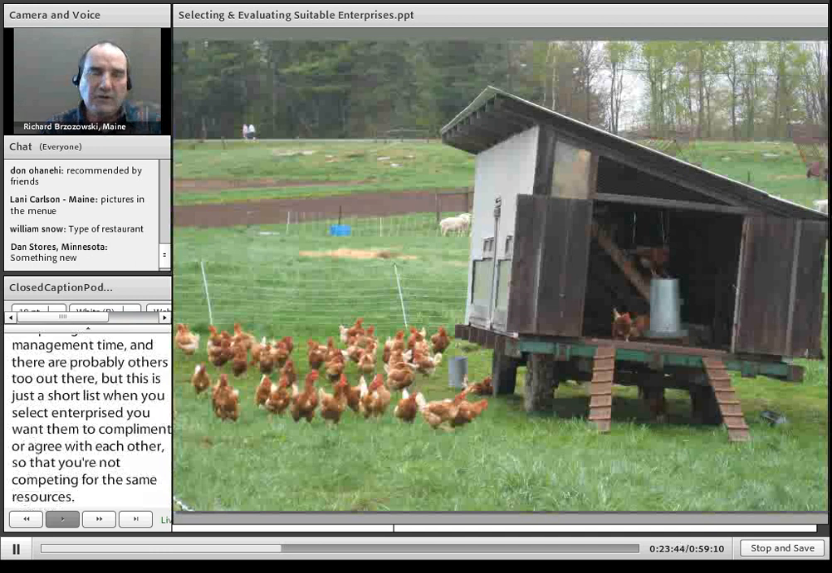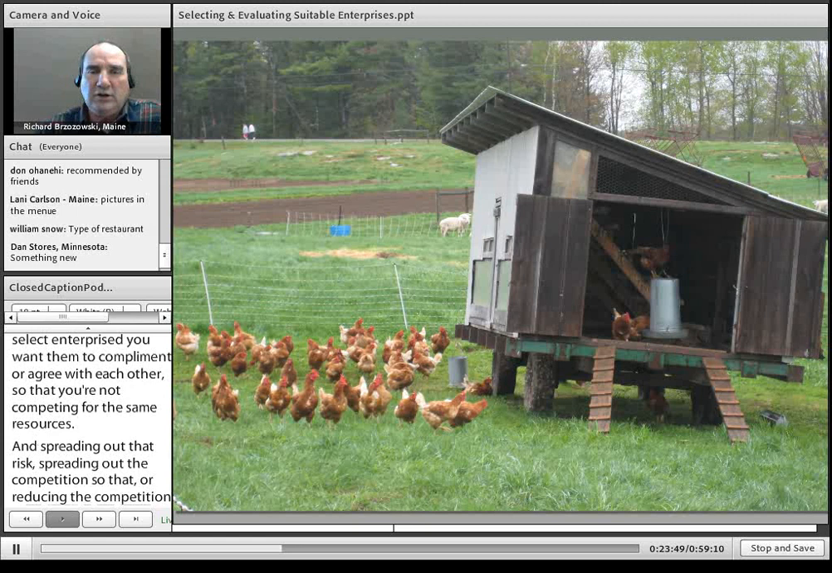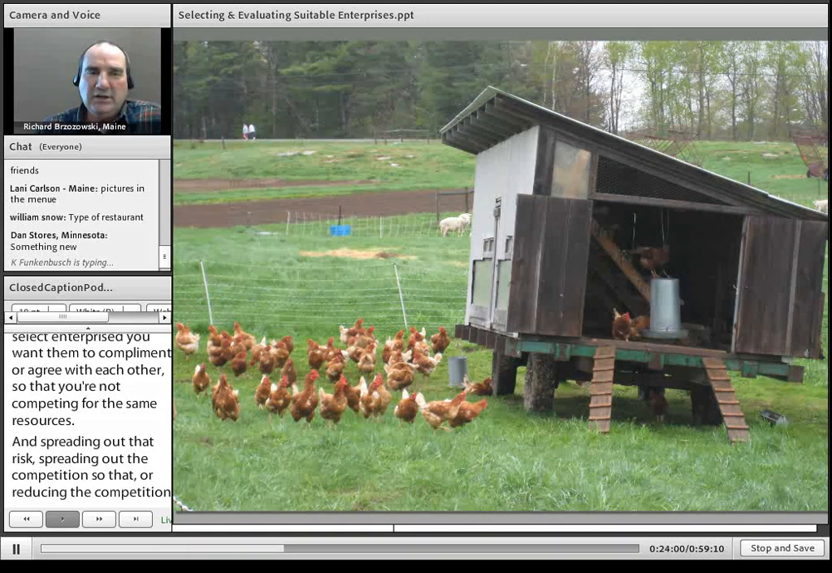So here, I want some input from you all now in the chat box, but we'll just take a look at this one picture and type in the enterprises that you see on this one farm. Look high, look low, look deep in the background, but tell me what you see in this one picture of the enterprises on this farm.